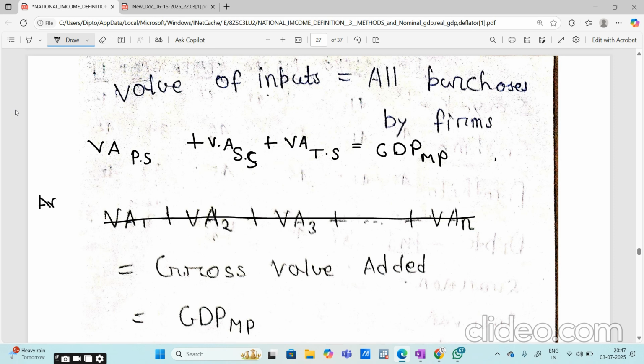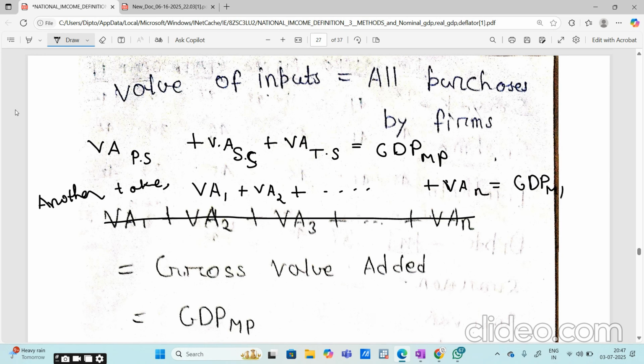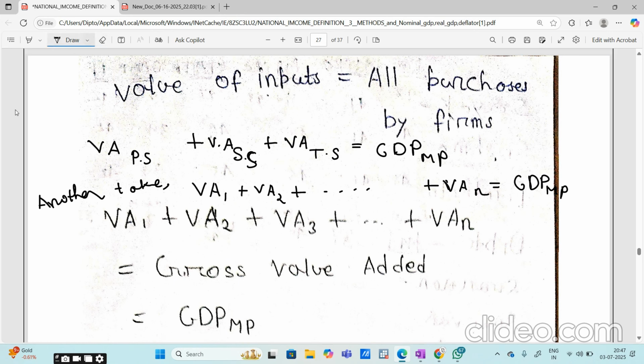Let us have another take on it. If there are a total of n farms, or n production houses in the economy, then if I find the value addition of farm 1 plus the value addition done by farm 2 plus so on, up to all n farms, I will get GDP at market price. So this is a very simple method, and this was also written here. I hope it is clear.